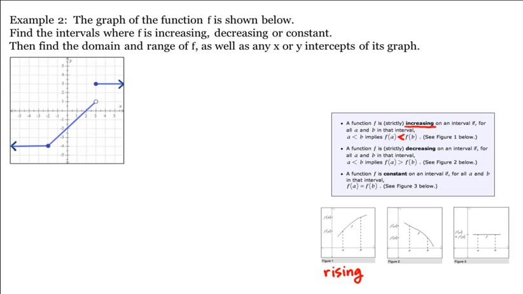And the function is said to be decreasing on the interval, it's the other way around. The y value at a is greater than the y value at b, and the graph is falling. And the function is said to be constant on an interval if for all values in that interval, f of a is equal to f of b, and the graph is horizontal on that interval.